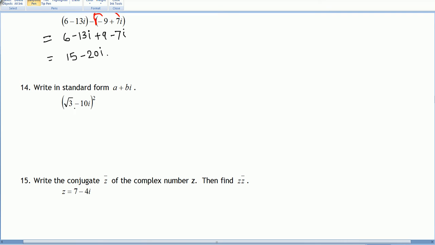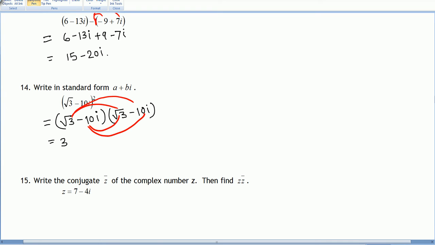Write in standard form, root 3 minus 10i, squared. That square means we multiply this by itself, so root 3 minus 10i times itself, root 3 minus 10i. Just distribute, FOIL. Root 3 times root 3, root 3 times negative 10i, negative 10i times root 3, negative 10i times negative 10i. Root 3 times root 3 is root 9, which is 3. When you multiply root 3 times root 3, we get root 9, 3 times 3 is 9, same root, so that's 3.